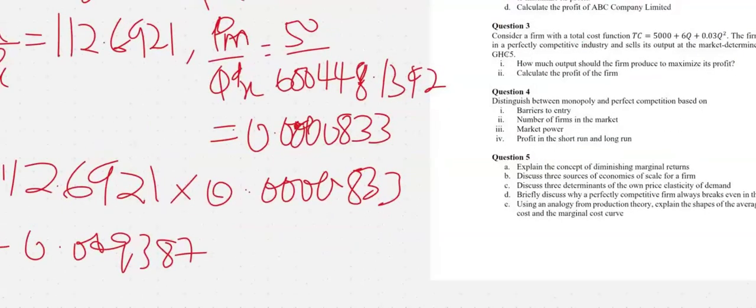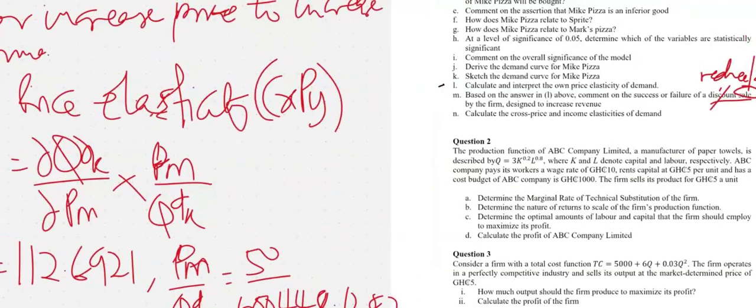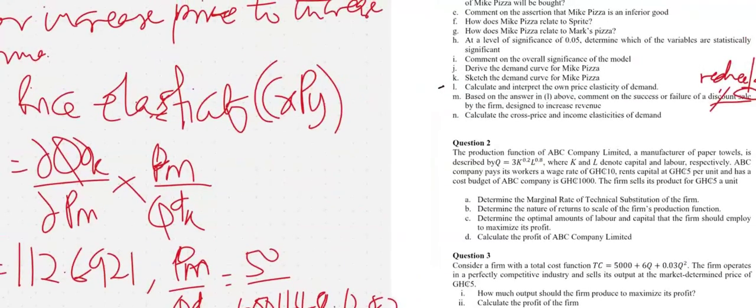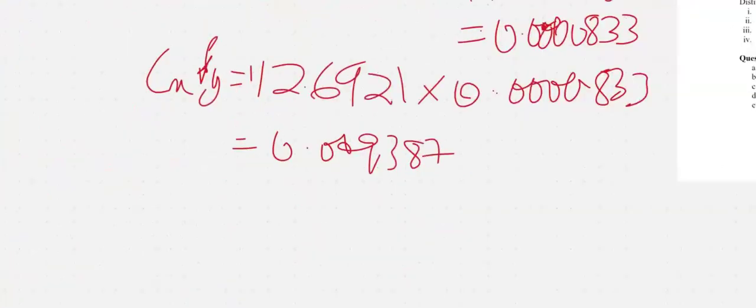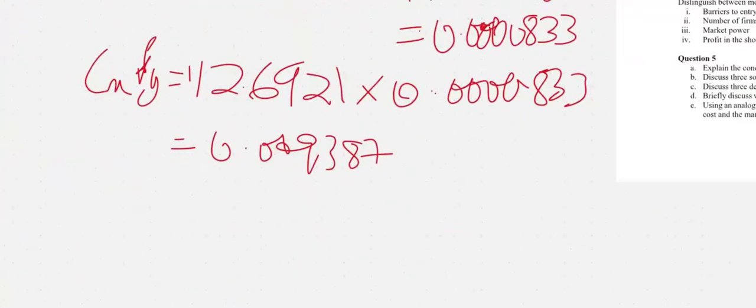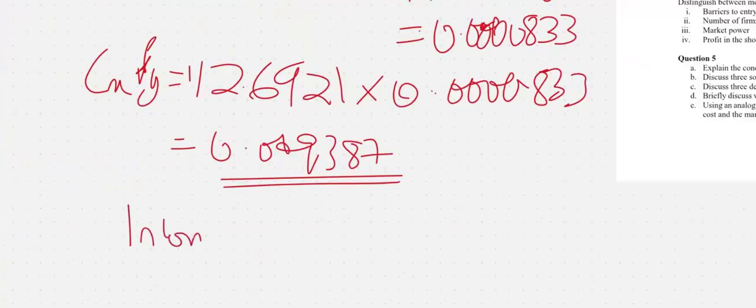The question says, calculate the cross price elasticity and income elasticity. Okay, fine. So we're only asked to calculate the cross price. So this is a cross price elasticity. That's it. Our values are quite huge. Now we go to the next, income elasticity. That's our last part of the question.